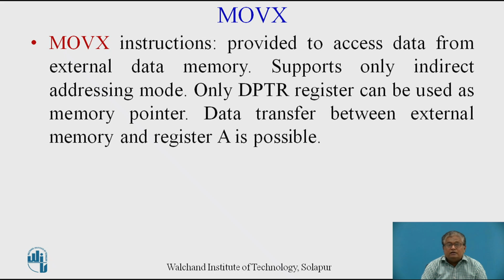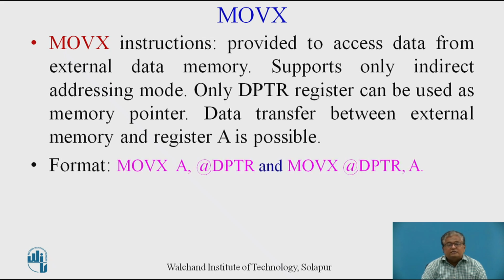And to point the location from the external memory, the DPTR register is to be used. The format for MOVX instruction is MOVX A, @DPTR. Here indirect register addressing mode is used. So the DPTR register holds the address of the source, and MOVX @DPTR, A means the value stored in the register A will be transferred into the address pointed by the data pointer register.